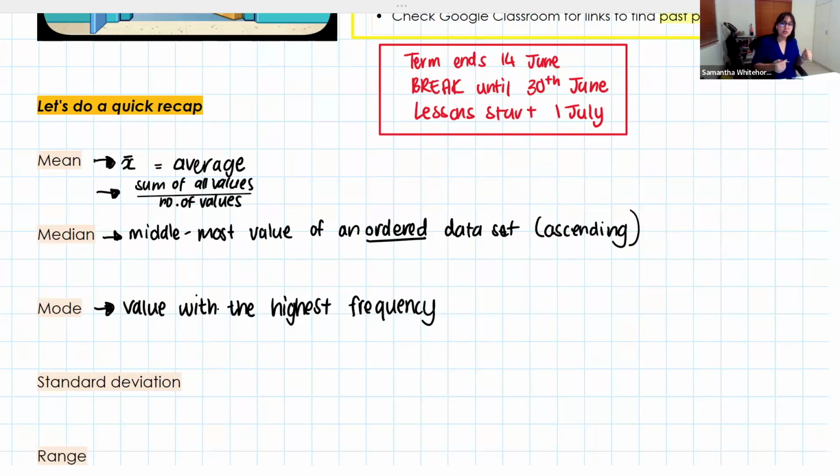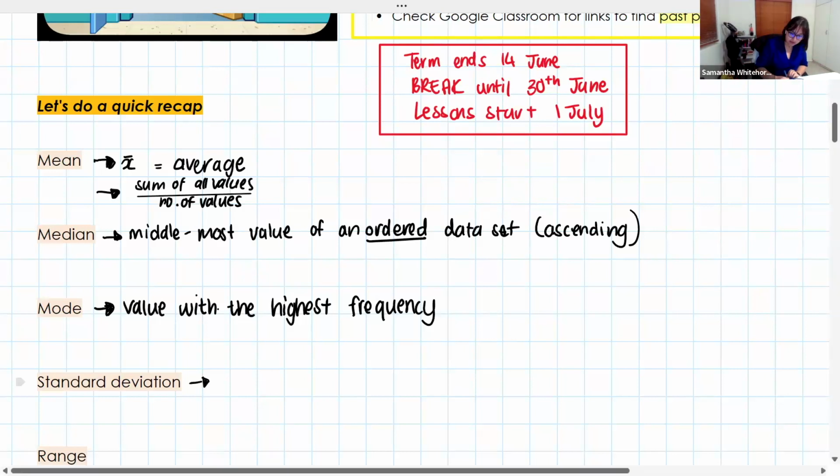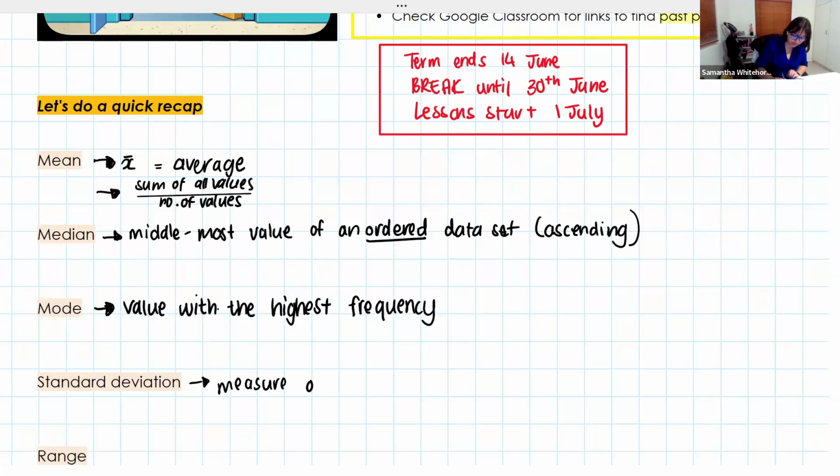So standard deviation, someone said it's got something to do with quartiles. No, but it does have something to do with the spread of data, which quartiles also has to do with. So standard deviation is the measure of spread or dispersion around the mean.